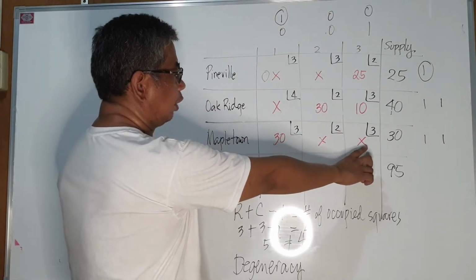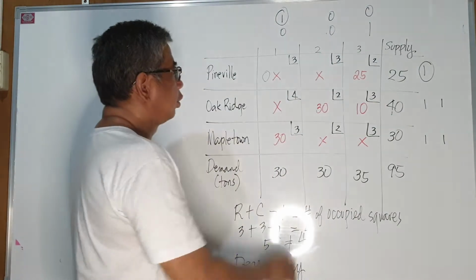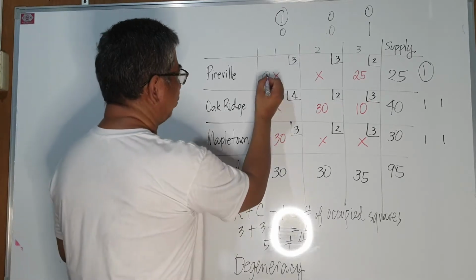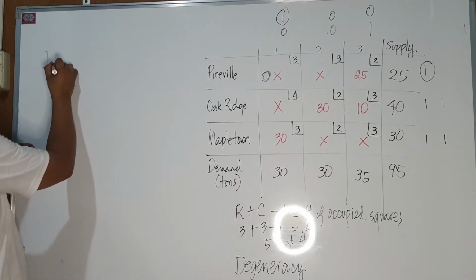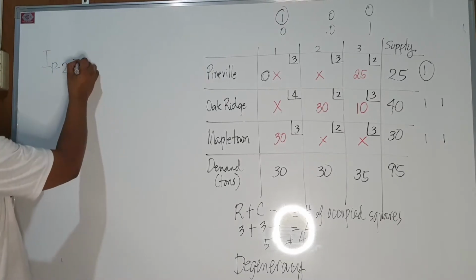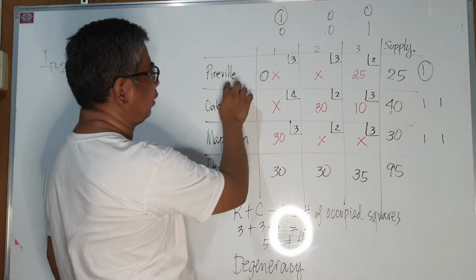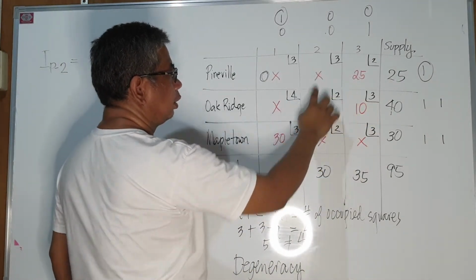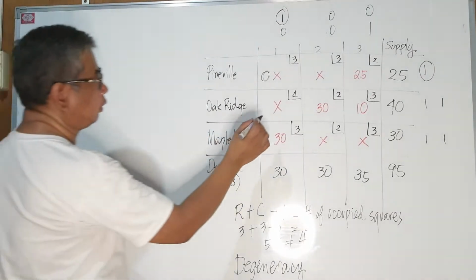So, this one, what is the closed path here? 1, 2, 3, 4. Okay? So, this is possible, although this is also possible. Okay? So, let us suppose we have a 0 shipment here. So, what is our improvement index from Pineville to supply house number 2? So, our path, I hope you're taking notes, our path for Pineville to supply house 2 is this. Okay? Then we assign alternating signs.